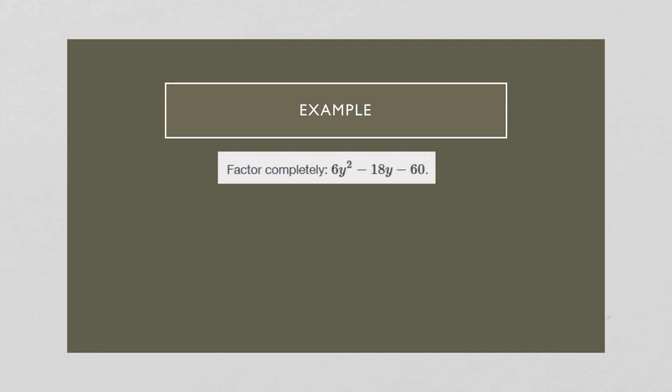All right, so for this problem, we can factor out a common term. It looks like they all have a 6 in common. So let's factor out our GCF of 6, and we get y squared minus 3y minus 10. Now let's try to factor this polynomial. We want factors of negative 10 that add up to be negative 3. How about 2 and negative 5?